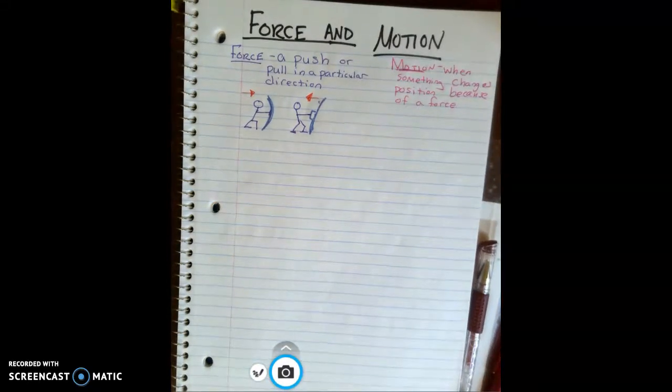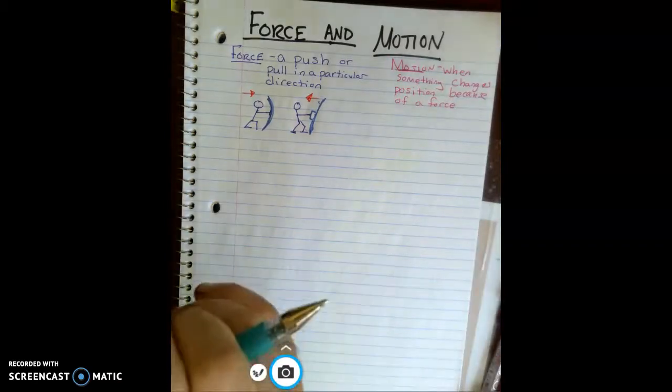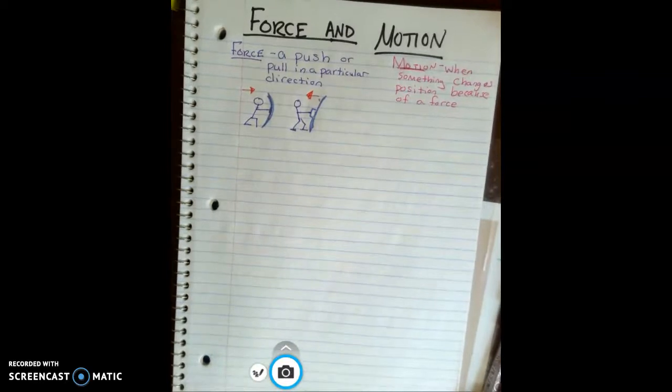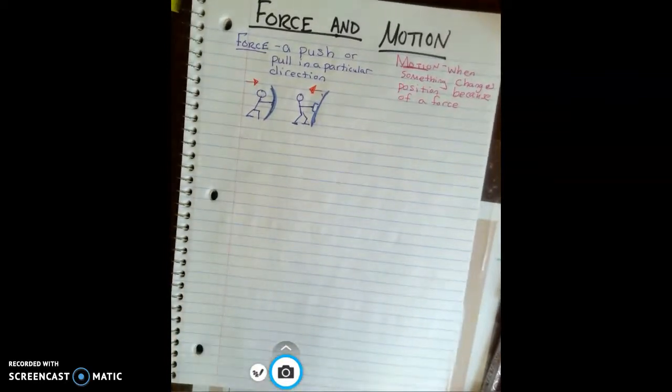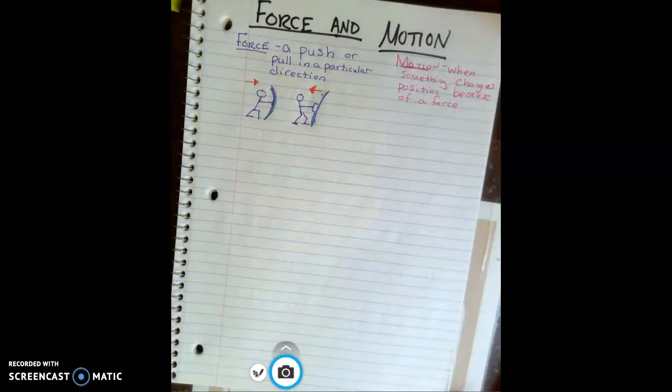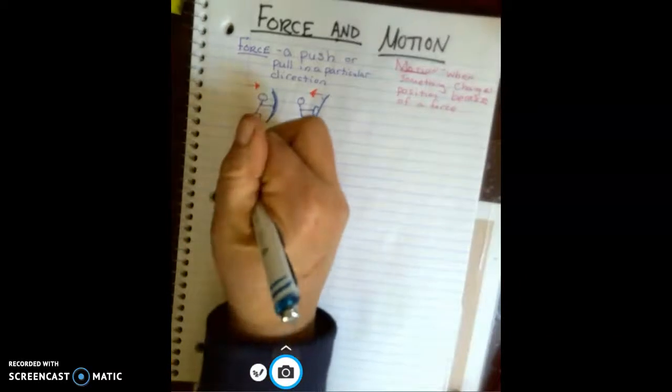Okay, this week and next week, as we talk about force and motion, we're going to be talking about some different things that go along with force and motion. So we're going to go ahead and add those to our notebook right now. All right, so let's add the word friction.